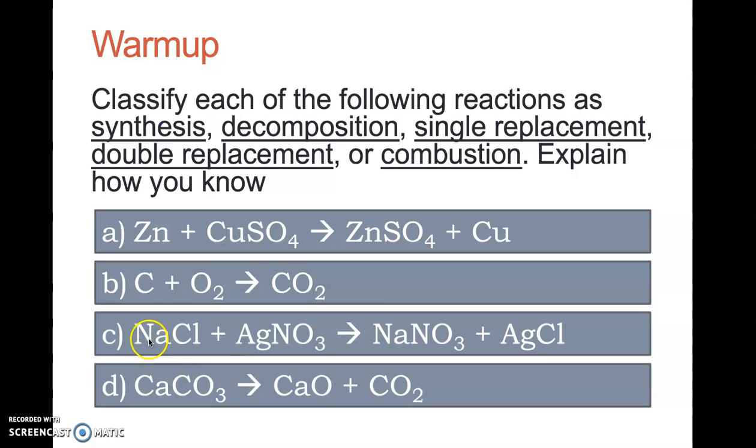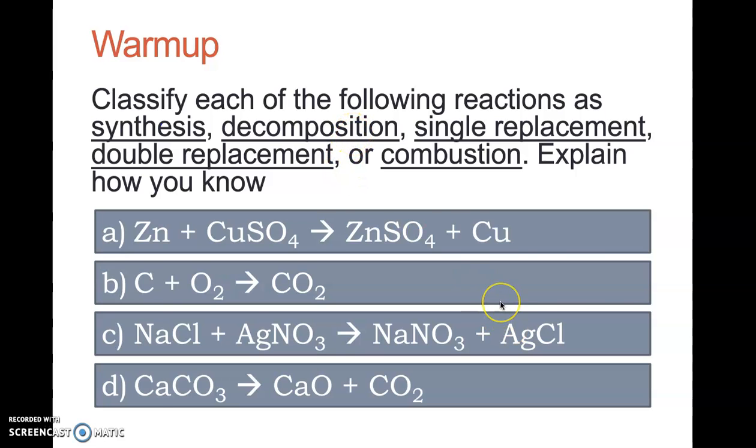You can also see that you've got Na is with Cl over here, but it's with something else over here. And the Ag is with NO3 over here, but it's with the Cl over there. So when they switch places, that's double replacement. All right, talk to your partner about D. Okay, so you've got 1 compound going into 2 things. Whenever you've got 1 thing breaking apart into 2 things, that's decomposition.